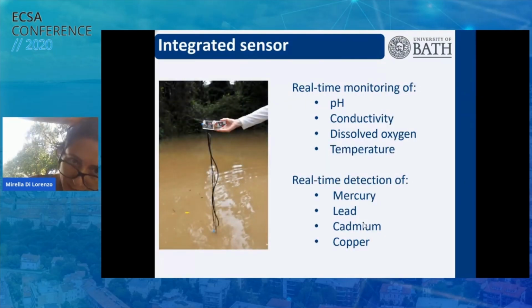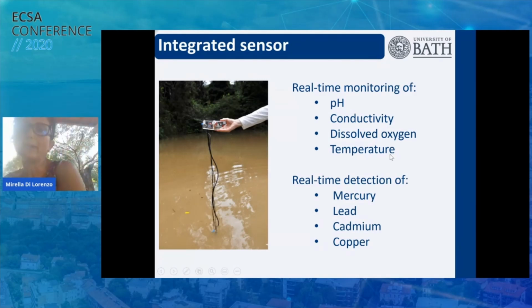So we have developed an integrated sensing technology that monitors multiple parameters in the water. Physicochemical parameters such as pH, conductivity, dissolved oxygen, and temperature. These are the standard parameters that are normally monitored in water to assess the quality of water. But on top of that, we also added some chemical monitoring of mercury, lead, cadmium, and copper.